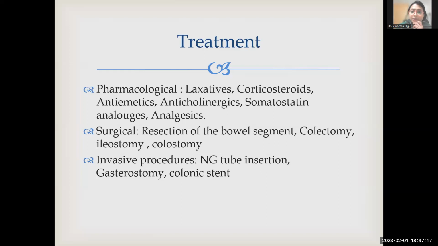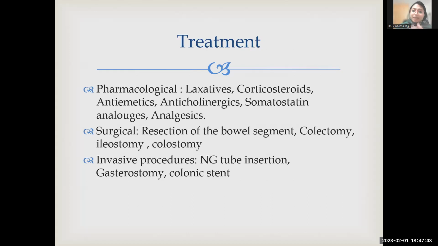So anticholinergics are also used as anti-secretory agents, like Buscopan. This might be given when your patient is complaining of severe vomiting and you want to bring down the volume of the vomitus. Now, somatostatin analogs are also used for that. Analgesics can be given for controlling the pain.